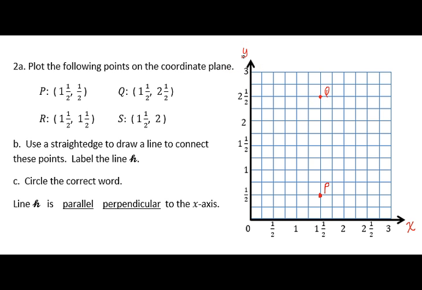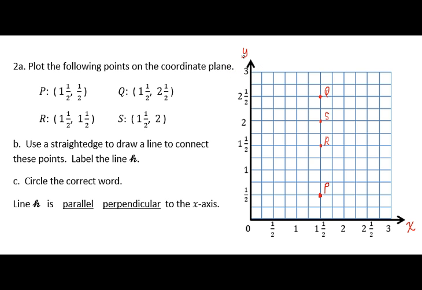Point R is at 1 1/2 and 1 1/2. So I'll start at the origin, move over 1 1/2, and travel up the line to 1 1/2, and that's point R. And point S is 1 1/2 and 2. Travel over to 1 1/2, travel up the line to 2, and that is point S.